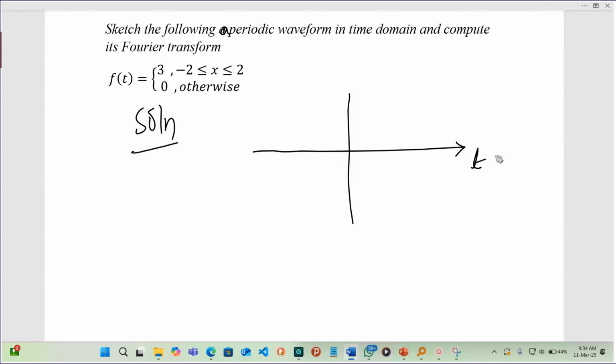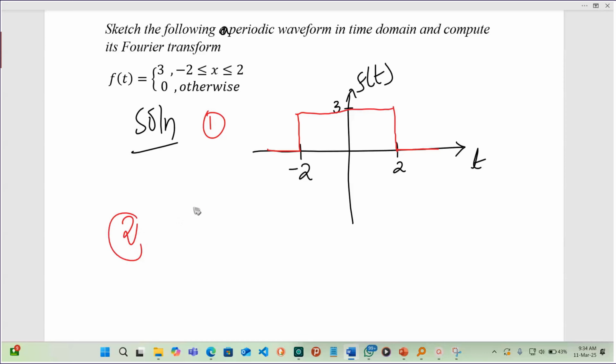You have t here, you have f of t. So you have 2 and you have -2. Then this is 3. So we are told that the signal is 3 between -2 and 2. So it will move like that, and then 0 elsewhere. So if it is 0 elsewhere, then that becomes the waveform of this signal. So that is part 1.